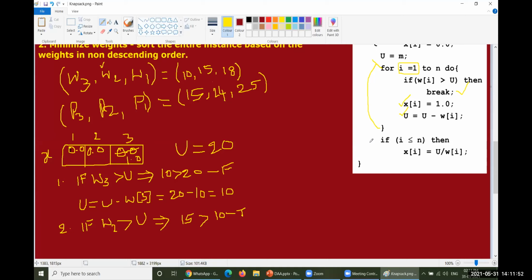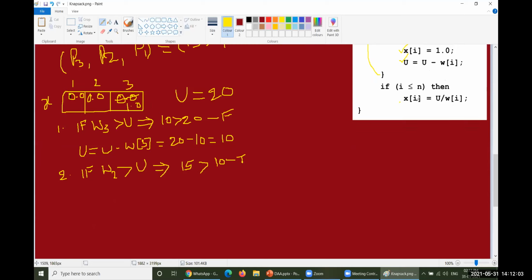If i is less than n, i is actually 2. So 2 items have been placed, n will be equal to 3. So the third item is left over. What are we supposed to do? x of 2 will be equal to whatever value is left over in the knapsack, that is U divided by W of 2. So it could be taken as 10 divided by 15.